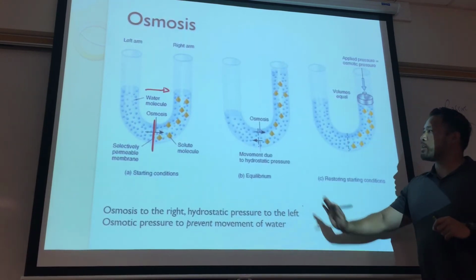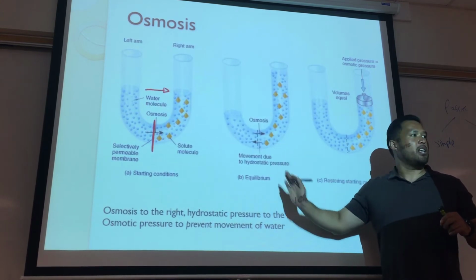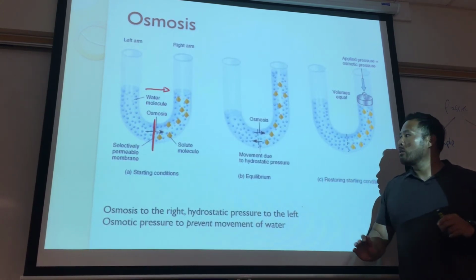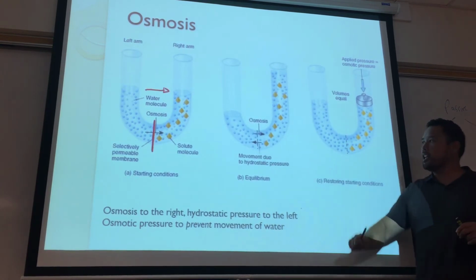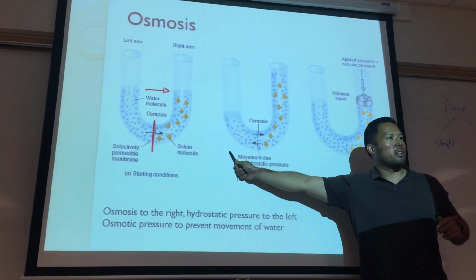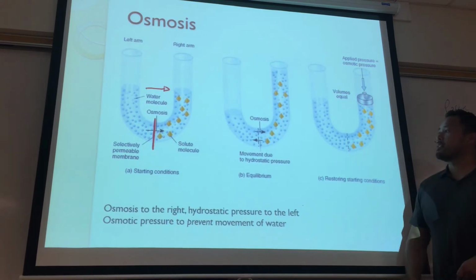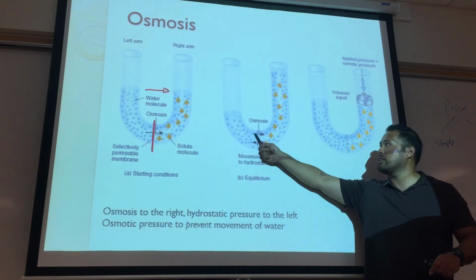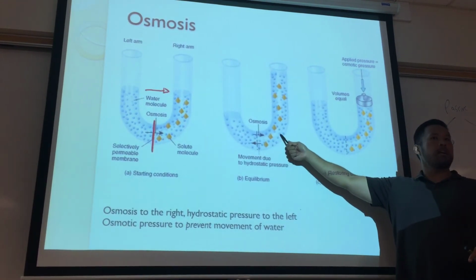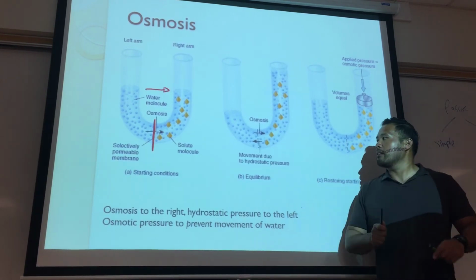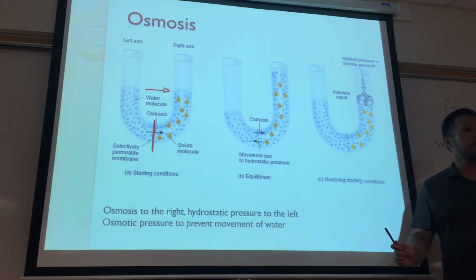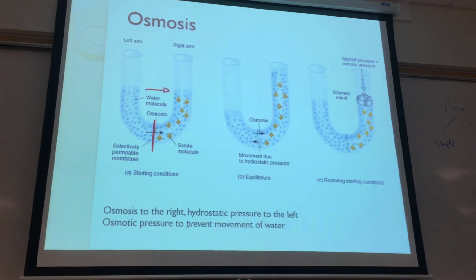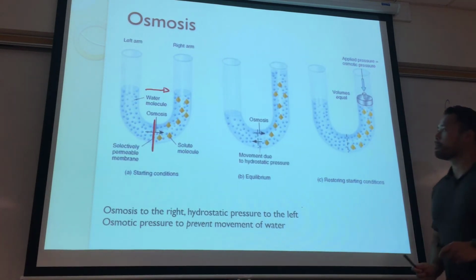So what happens is we're going to eventually reach an equilibrium where the net movement of water to the right is equal to the net movement of water to the left, meaning that the osmotic pressure, the tendency of water to move to the right, is countered by the hydrostatic pressure that's pushing to the left. So this is at equilibrium.